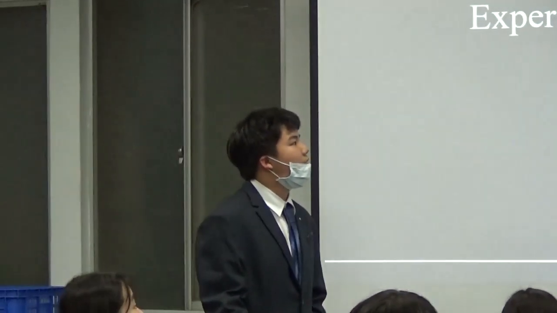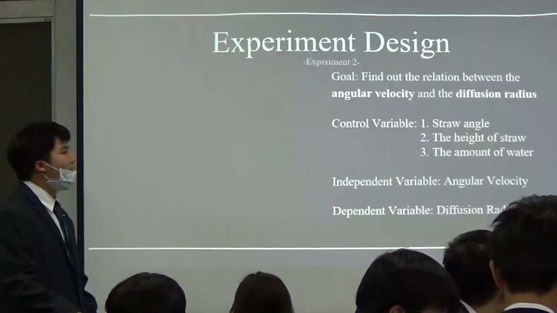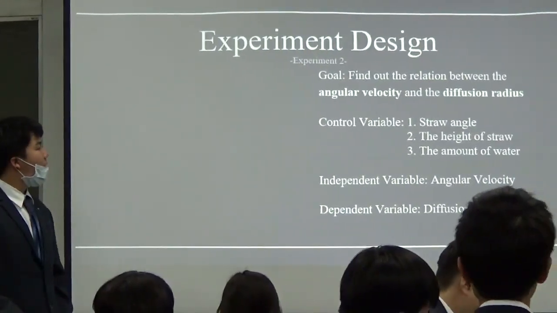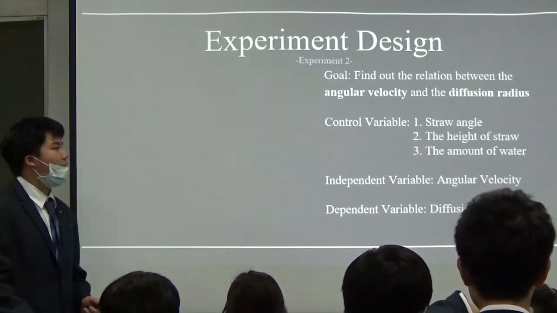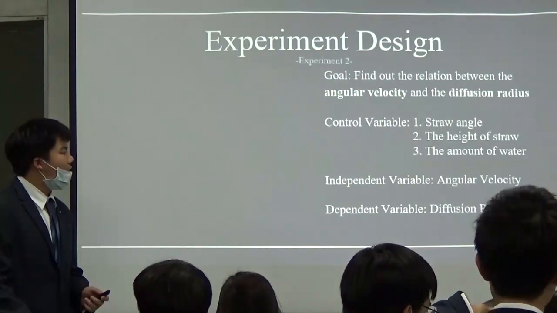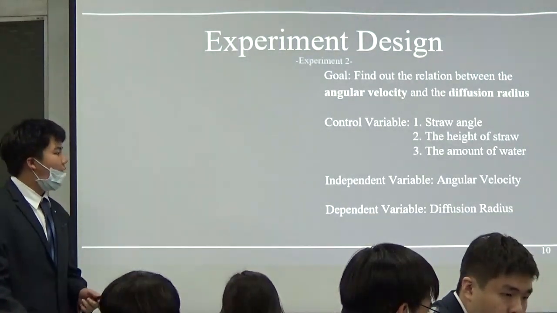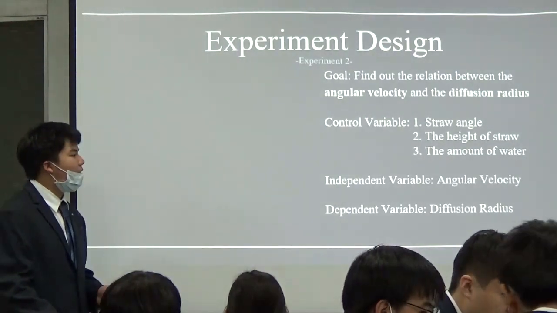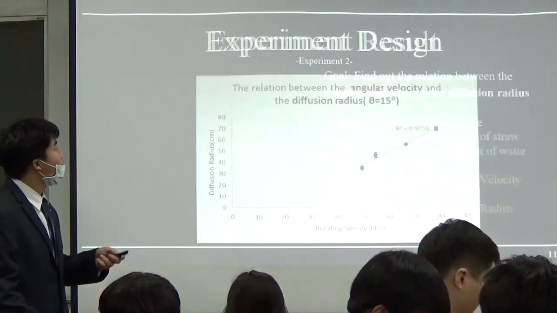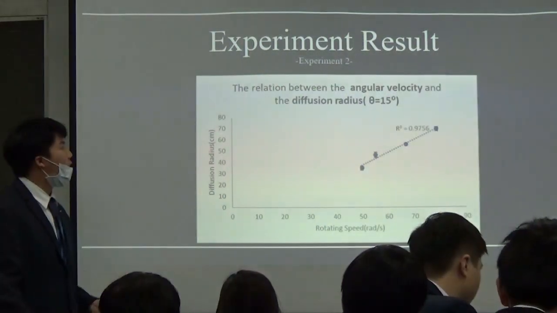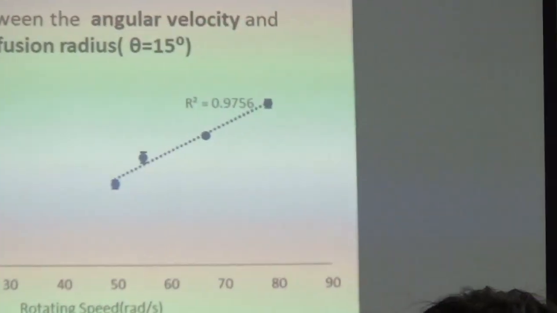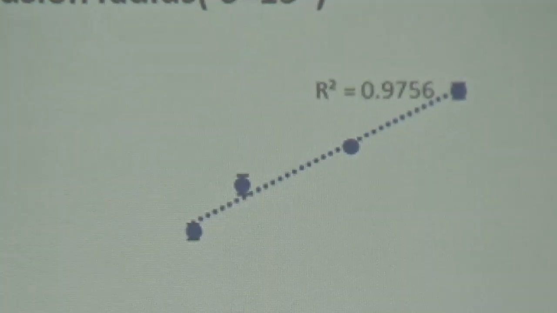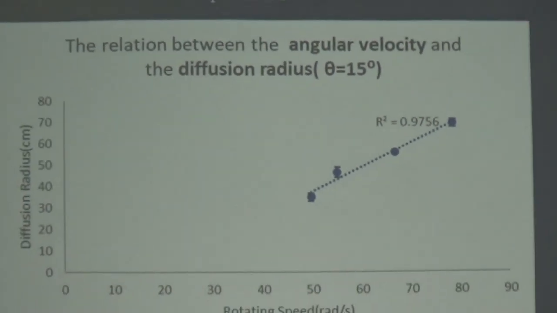This is our second experiment. The goal is to find out the relation between the angular velocity and the diffusion radius. The control variables are the straw angle, the height of the straw, and the amount of water. The independent variable is angular velocity, and the dependent variable is the diffusion radius. This is our experiment result. We can see that the relation between the angular velocity and the diffusion radius is linear.